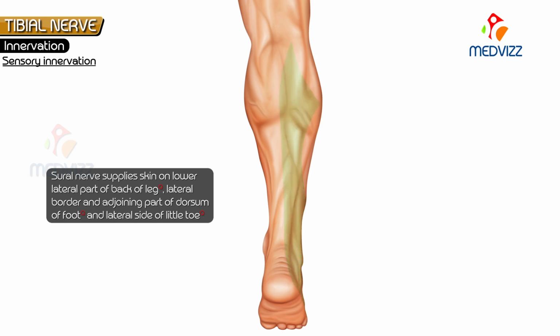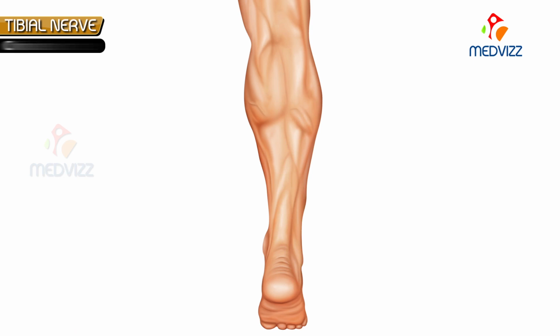Now let us talk about the clinical correlation, that is the tibial nerve injury. Tibial nerve is more commonly injured by lacerated wounds in the popliteal fossa, or maybe because of posterior dislocation of the knee joint. What are the symptoms?